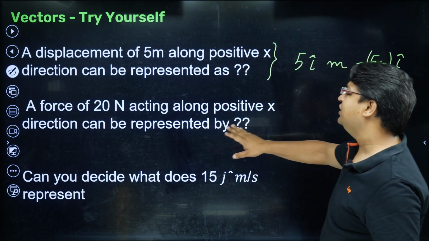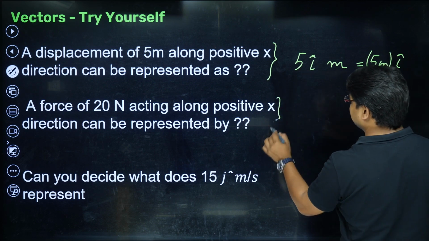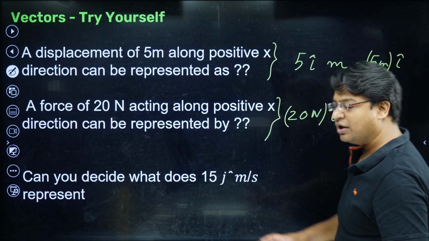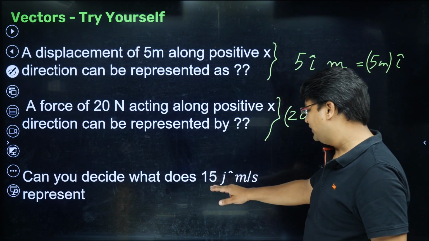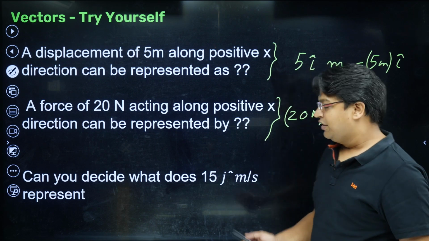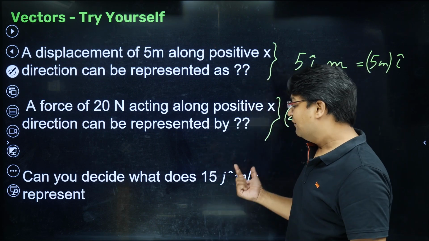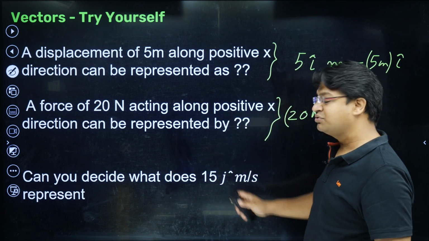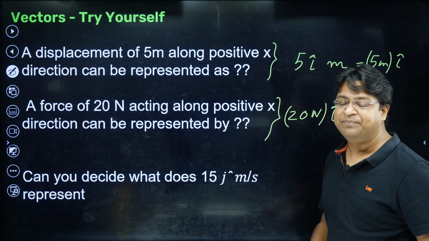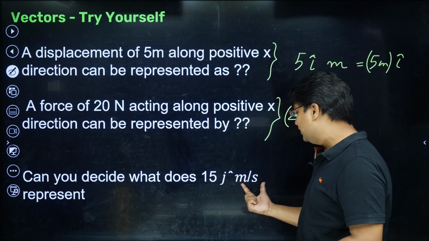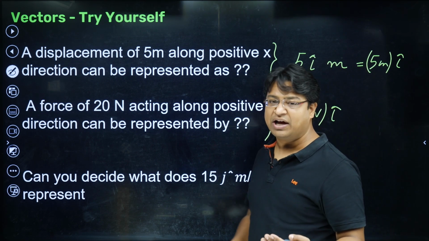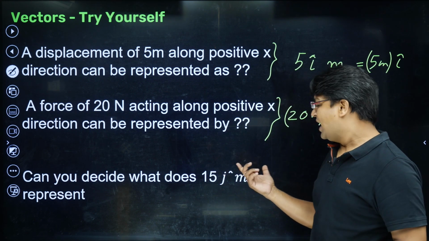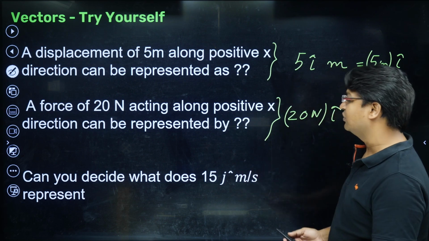A force of 20 Newton acting along the positive x direction would be represented as 20 Newton into i cap. Now can you try to guess what 15 j cap meter per second would represent? If you have guessed it, yes, it would represent a velocity of 15 meter per second towards the y direction, because we are using j cap here. How do I know it's velocity? By looking at the unit. Why aren't you saying it is speed? Because speed is a scalar quantity and this definitely represents a vector. So it has to be velocity: velocity of 15 meter per second along the y direction.